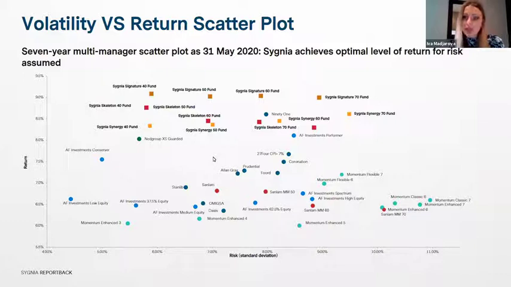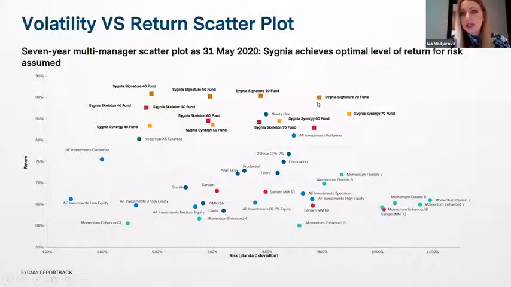So the way to read this chart is that on the horizontal axis we have depicted the risk. So, is the portfolio taking 5% risk, 6% risk, 7, 8, 9, etc. For each level of risk, you want the highest performing portfolio. So if I use the Signature 70 fund as an example, you'll see that this fund has taken on about 9% of risk, but it has also delivered just over 9% of return.